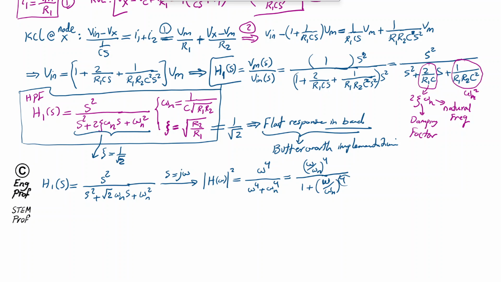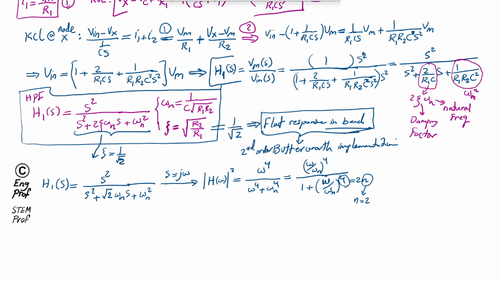So this 4 is equal to 2 times n. N is the order of Butterworth, which means n should be 2. It's a second order Butterworth filter implementation, which has the flattest response in band. So it's sort of a rule of thumb, a desired value. As long as we can select it, then it's a good choice.